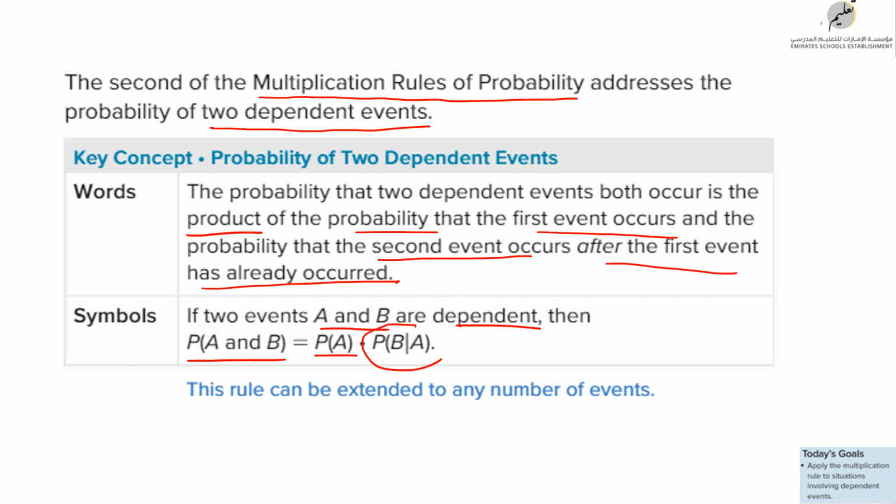So this term, probability of B, is written as probability of B over A, or probability of B divided by A. How do we read this? This term is called conditional probability, which we will discuss more when we do the 7th lesson of this module. And how do you read it? It is the probability of the second event given that the first event has already occurred, or the probability that the second event occurs after the first event has already occurred. Here A is the first event, B is the second event.